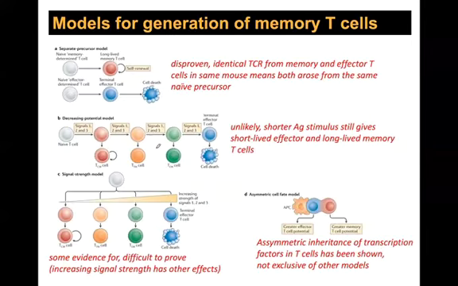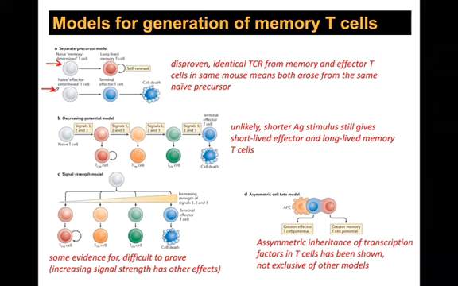Okay, so one of the big mysteries is how do you get memory T cells versus effector T cells, right? How does a T cell know which to do? One of the first ideas was that they're just derived from two different populations, okay? So one T cell gets stimulated a certain way, that becomes a memory cell. Another T cell gets stimulated a different way, becomes an effector cell that's going to die off.